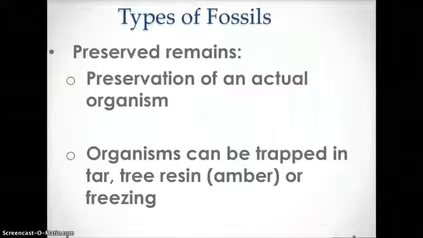Preserved remains is the preservation of the actual organism. This happens when an organism is trapped in tar, tree resin, which is later called amber, or gets frozen.